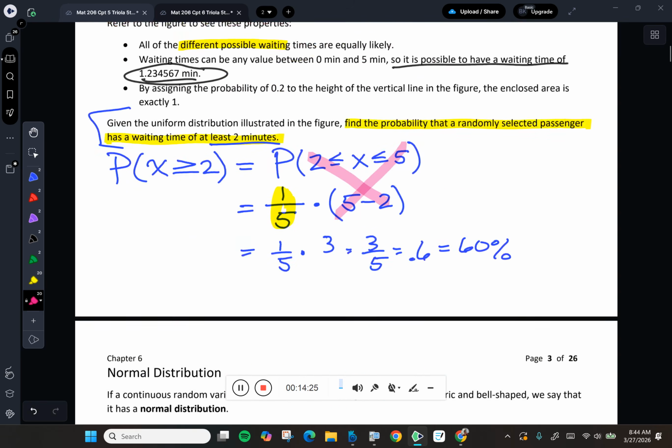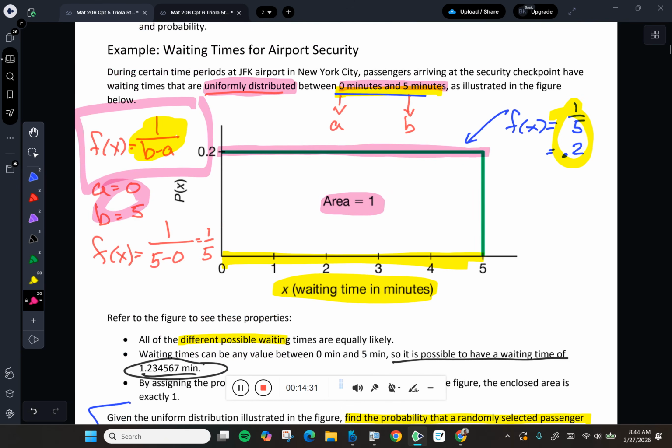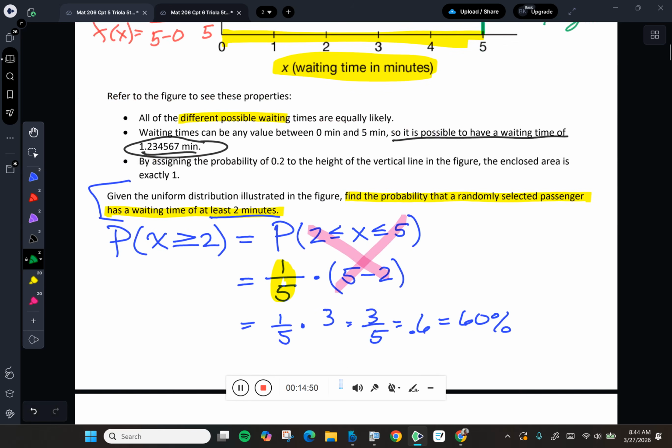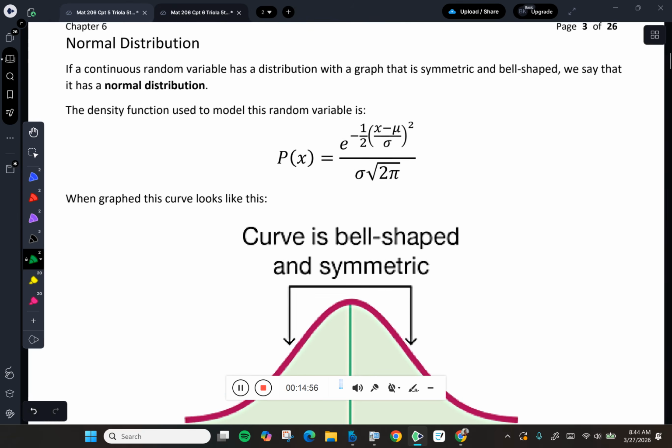Okay. Now, what if things get more complicated? What if instead of a flat horizontal line right here, this thing wiggled? Well, we'd have to have algebra for that. Now, there is no restriction as to what that algebra could be. We, in this course, are going to restrict ourselves, though. And we're going to look at a lot of things called normal distributions. Now, a normal distribution is when you have a continuous random variable that follows this algebra for its probabilities.